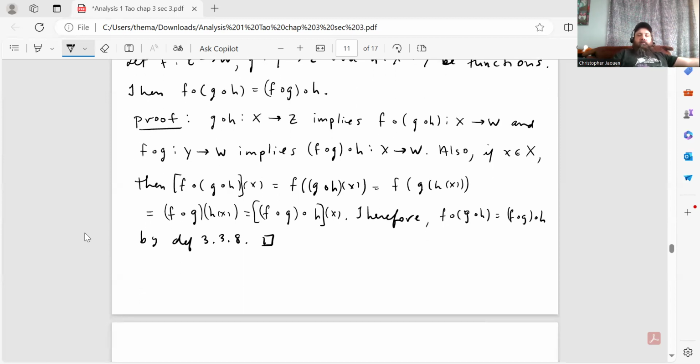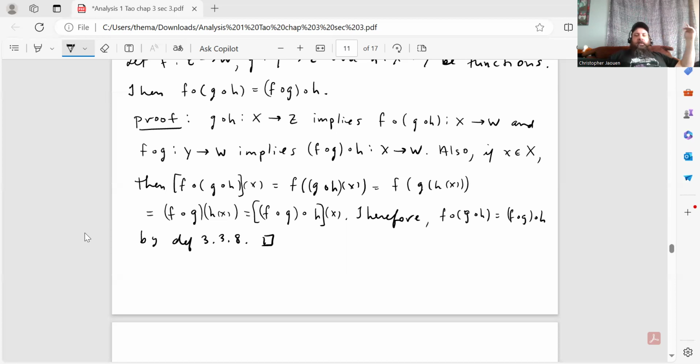And here's the proof. It's just using the definition, basically. g composed with h is a function from the set X to the set Z, and that implies that f composed with the function g∘h is a function from X to W. And f∘g, from the definition, is a function from Y to W, and that implies that the function (f∘g)∘h is a function from X to W. So notice that the domain and the codomain match, and then we just have to show that for each input value, the output values are the same for the two different functions.